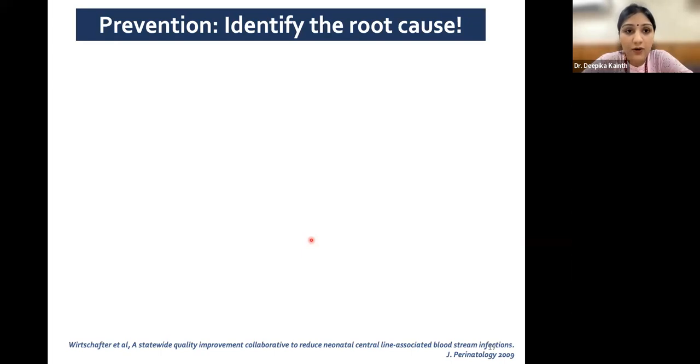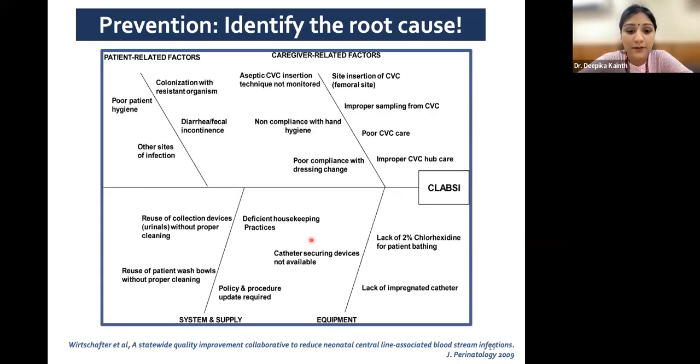So I think we are all slightly at least aware of the quality improvement approach. So this was a beautiful paper in which there was a statewide quality improvement collaborative to reduce these CLABSIs. So this is a fishbone diagram or the root cause analysis. I will not go into the details because that is a separate discussion altogether. We will just see that the factors that are actually leading to CLABSI are mostly divided into caregiver-related factors, patient-related factors, system and supply-related factors, and equipment-related factors. And we can see there are a number of reasons that are actually contributing to the occurrence of CLABSI, which is our outcome.